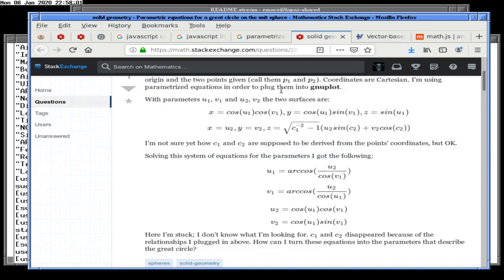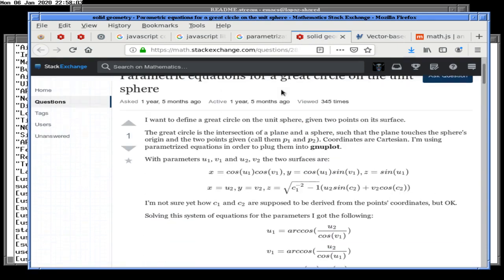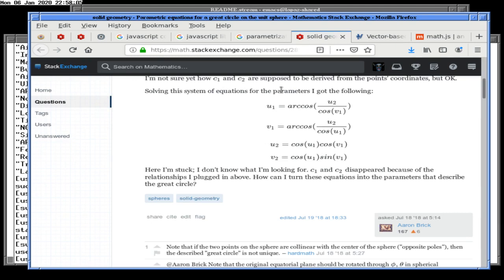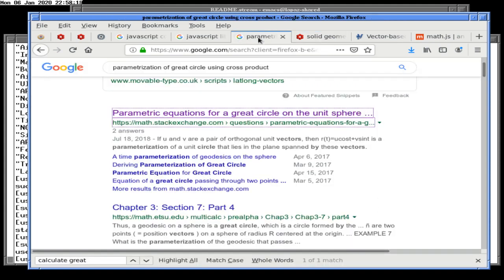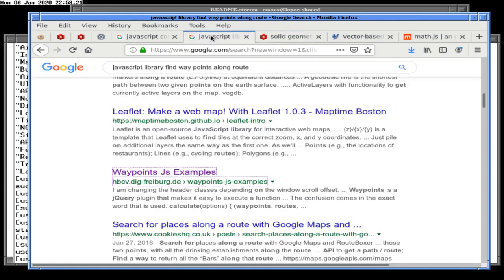And this is one of the parametric equations for the great circle. Oh, this might be the thing we're looking at, actually. Hang on. Yes, here it is. Sorry, this is the one I was meant to look at. If U and V are a pair of orthogonal unit vectors, then this is a parameterization of the unit circle that lies in the plane spanned by these vectors. That's exactly what we want. That's exactly what we're doing. So we don't need this one anymore.